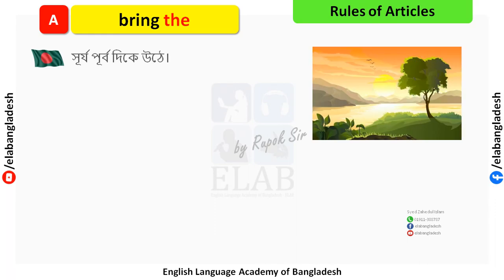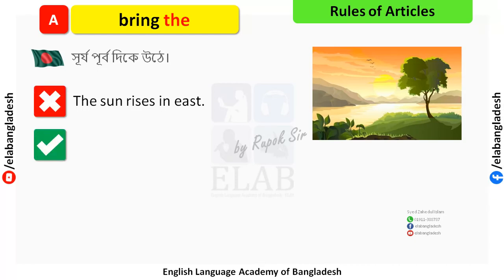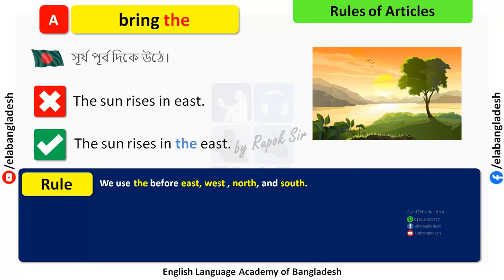The sun rises in east. The sun rises in the east. We use the before east, west, north and south.